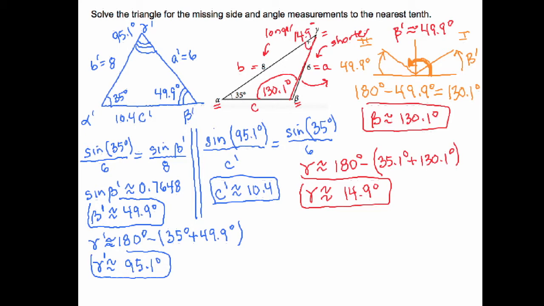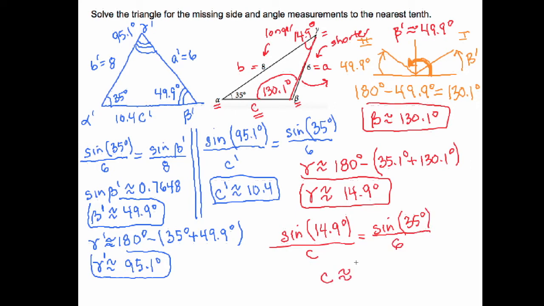14.9 degrees right here. Well, all I have left is to find C, and again I'll use my law of sines. I'll take the sine of the angle opposite C, and that's the sine of 14.9 degrees over C, and set that equal to the given. So that's the sine of 35 degrees over the side length opposite it, which is 6. And again, I'll let you do the calculations, but C would be approximately 2.7. And notice I have solved my second triangle. Here's the 2.7.